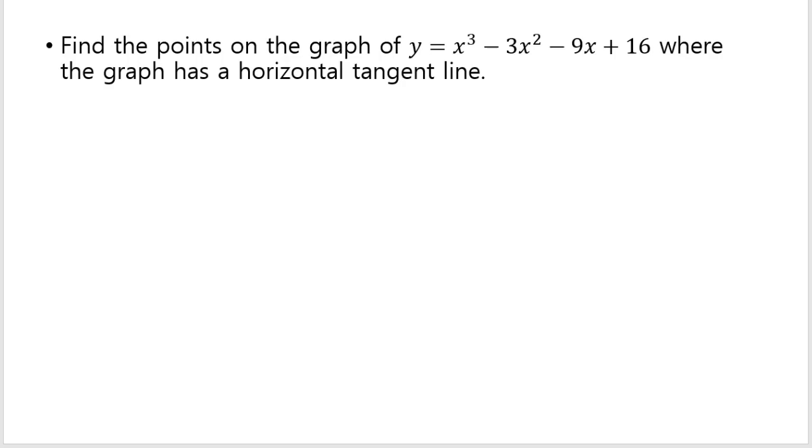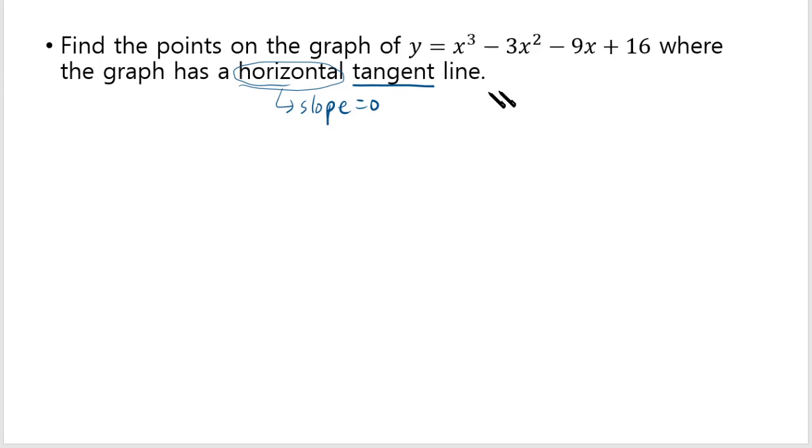Find the points on the graph of y equals x cubed minus 3x squared minus 9x plus 16 where the graph has a horizontal tangent line. Now, when you hear the word tangent line, you should immediately think about the derivative, because the derivative gives you the slope of the tangent line. But what is the slope here? Well, it says horizontal tangent line, and horizontal lines have slope equal to 0.